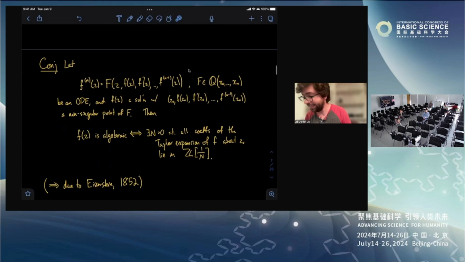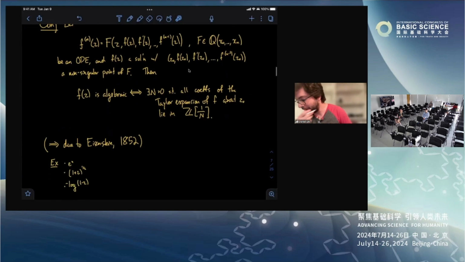One direction is really easy. The forward direction, that an algebraic function has this property that all of its Taylor coefficients lie in a particular finitely generated Z-algebra, is a theorem of Eisenstein from 1852. Maybe let me just show you some examples of functions to show that this is a reasonable conjecture. If you look at the function e to the x, this is the sum of x to the n over n factorial, and here n factorial has infinitely many primes showing up, by a theorem of Euclid, I guess.